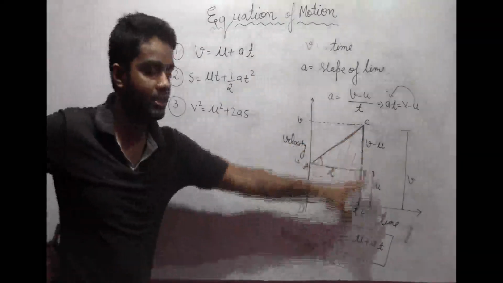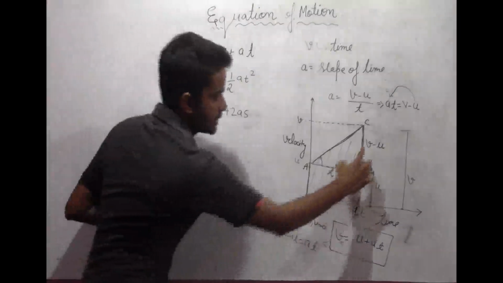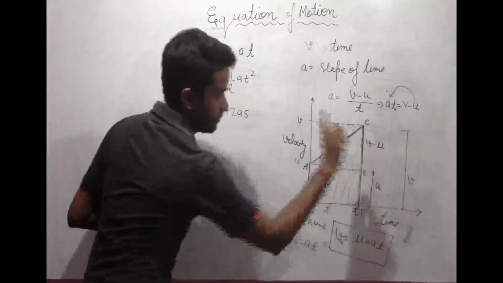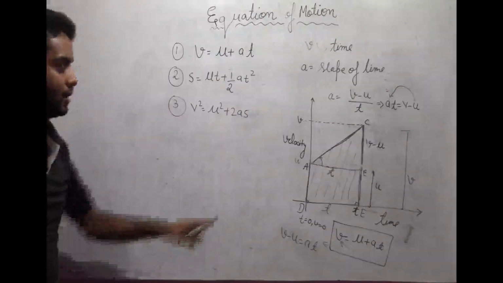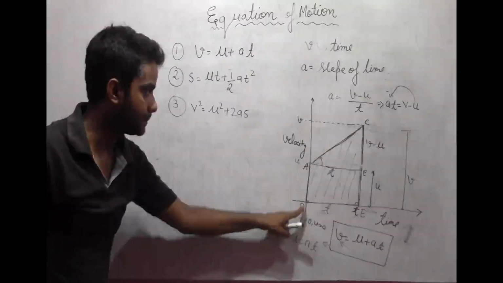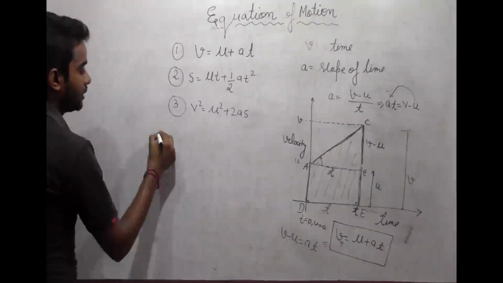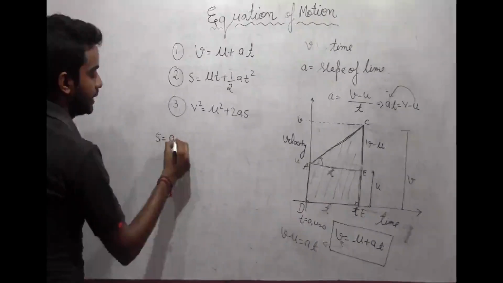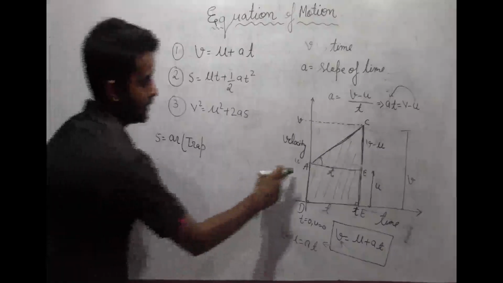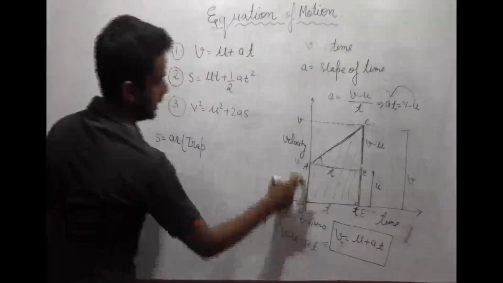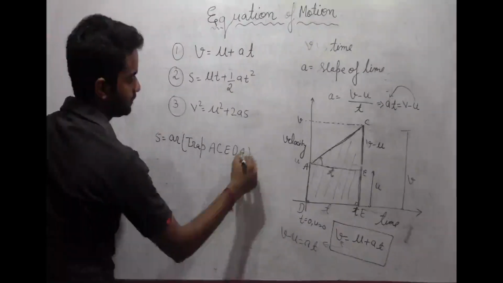This is also a trapezium. How? Because one pair of opposite sides is parallel and one pair of sides is non-parallel. So this is the trapezium. Then how can you calculate the covered area? By the trapezium method. The area of trapezium A, C, E, D and A.